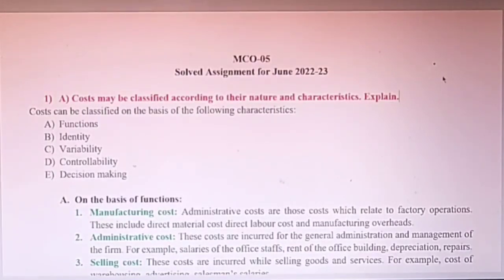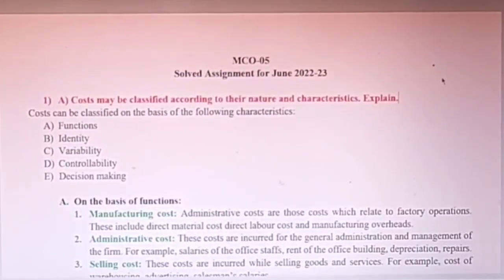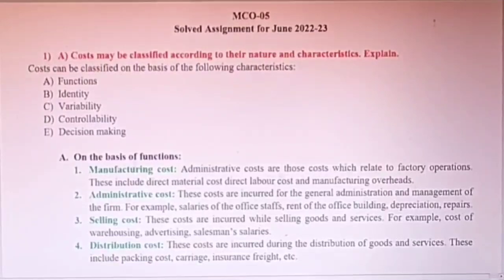MCO 05. Basically there are two numericals in this assignment, and many of the students are in confusion about what should be the answer of these numericals, because the theory part is okay, you can write, but the numerical part is a little bit confusing. So friends, let's start with the first question, and the first question is on cost.